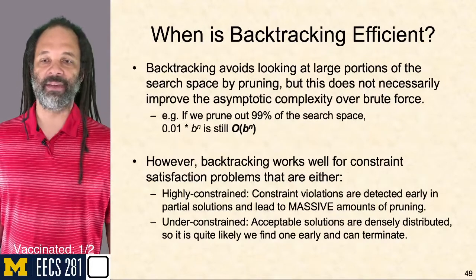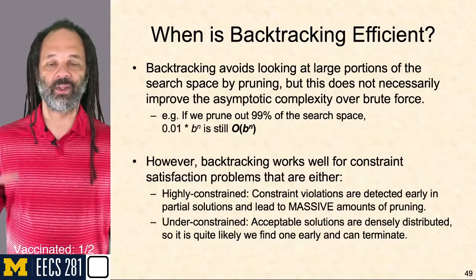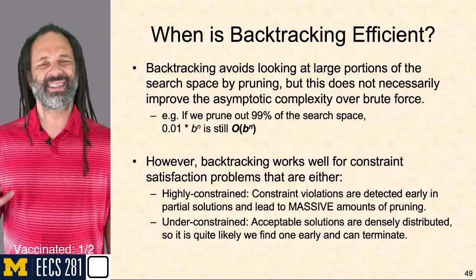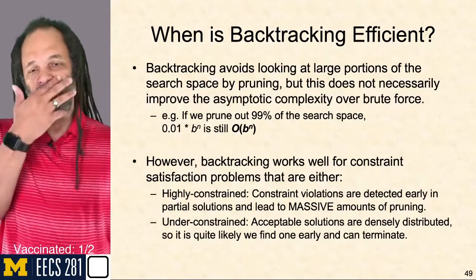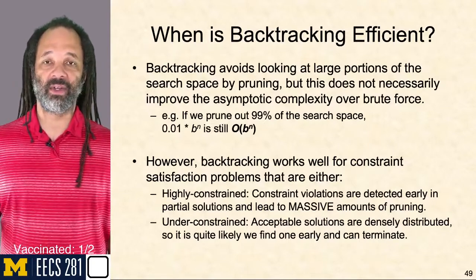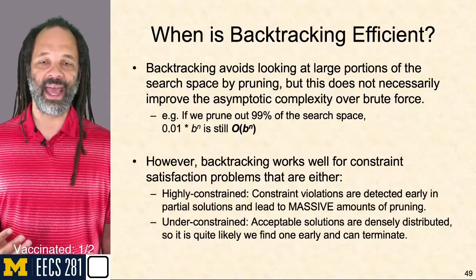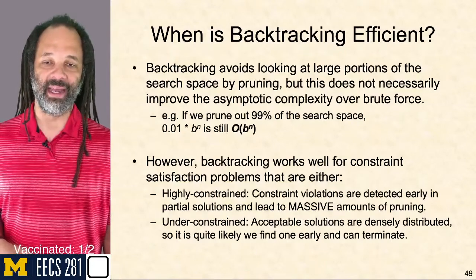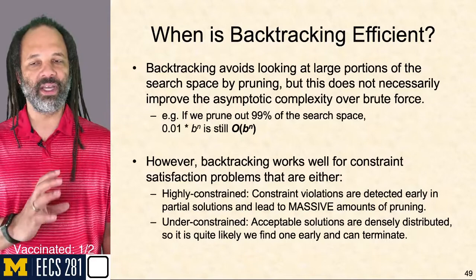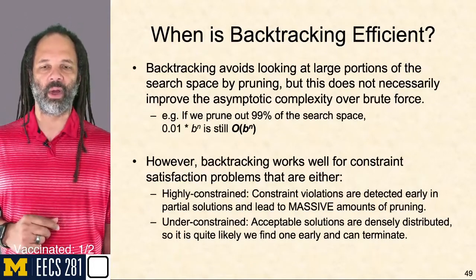When is backtracking efficient? Well, backtracking using this pruning does avoid looking at large portions, but it doesn't necessarily change the asymptotic complexity. So if you think, what if I were to prune 99% of the search space? Sounds great, but 0.01 times b to the n is still big O b to the n. So it ends up looking asymptotically not so good, but generally it does end up working quite well.